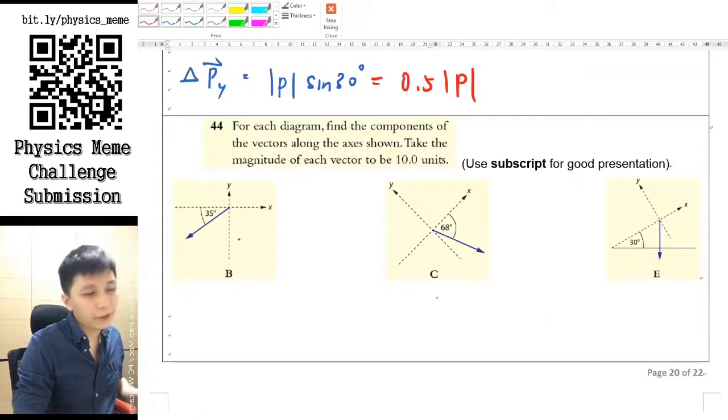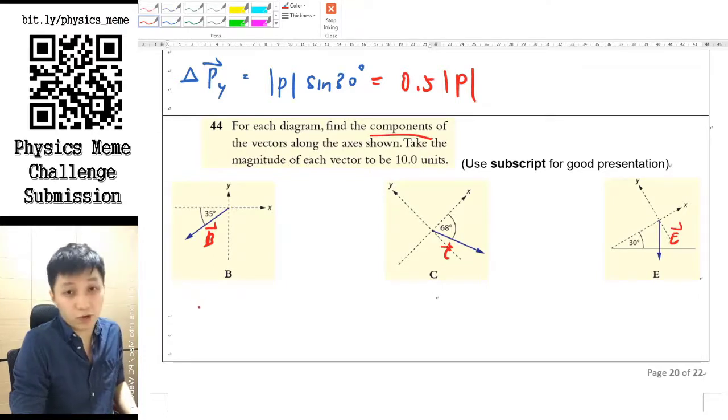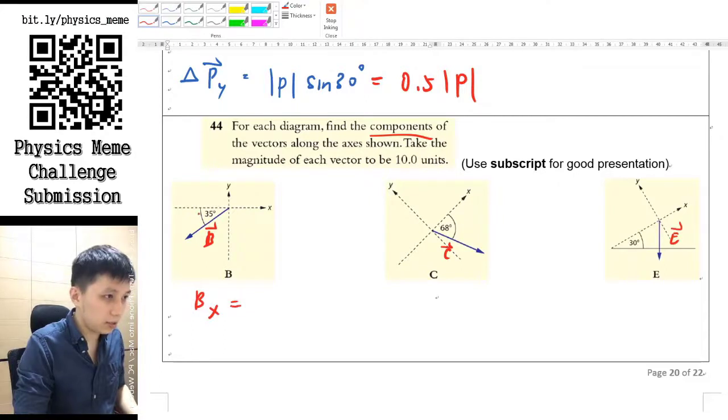Question 44. Allow me to be lazy, because this question I think is really simple, so I'll just call the vectors B, C, and E simply. And so it asks us to find the components of it. So I'll just write down the equation, and you can just press a calculator to find the answers if you like. So for Bx, it's going to be vector B with cosine 35, and so obviously the other one must be sine.